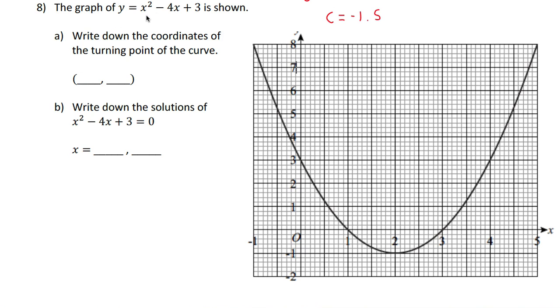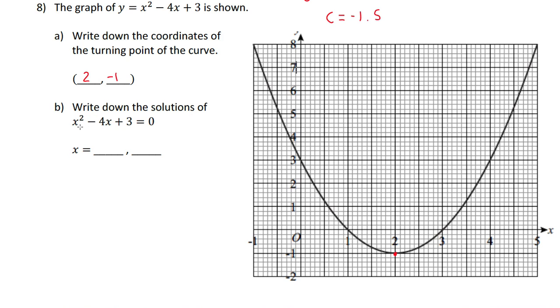Now this is the graph y equals x squared minus 4x plus 3. We need to write down the coordinates of the turning point of the curve. Now that's fairly straightforward. This turning point is referring to the point where this graph turns, in other words, this point down here. What are the coordinates there? 2, negative 1.